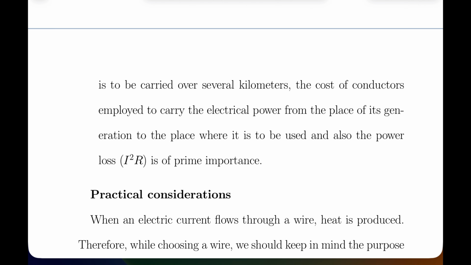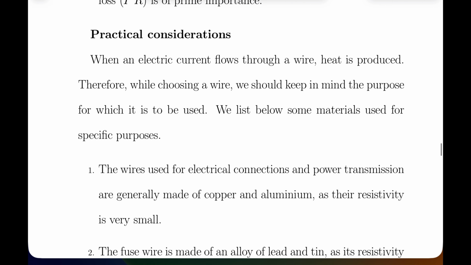So what are the practical considerations? When an electric current flows through a wire, heat is produced. Therefore, while choosing a wire, we should keep in mind the purpose for which it is to be used. We list below some materials used for specific purposes. The first is the wire used for electrical connections and power transmission, which are generally made of copper and aluminum, as their resistivity is very small.